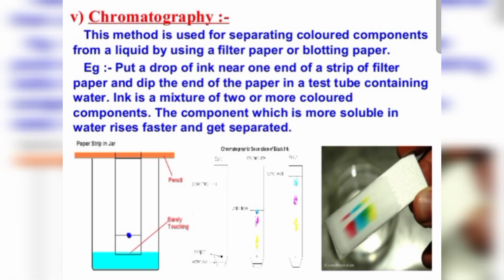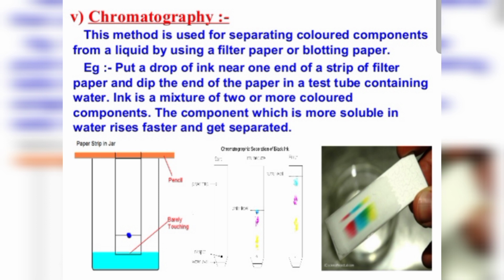Next process is chromatography. This method is used for separating colored components from a liquid by using a filter paper or blotting paper. For example, put a drop of ink near one end of a strip of filter paper, as you can see in the figure, and dip the end of the paper in a test tube containing water. Ink is a mixture of two or more colored components.